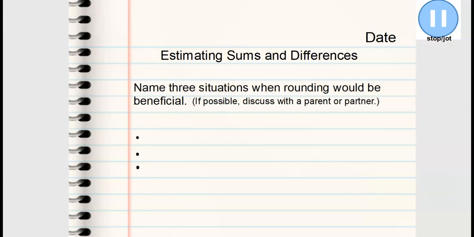Okay, today in our journal, I want you to write the title Estimating Sums and Differences and write the date. I want you to start thinking about 3 situations when rounding would be beneficial. If possible, discuss with a parent or partner. Go ahead and pause the video to think and discuss and stop and jot.